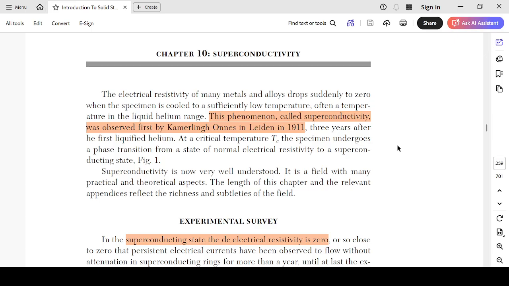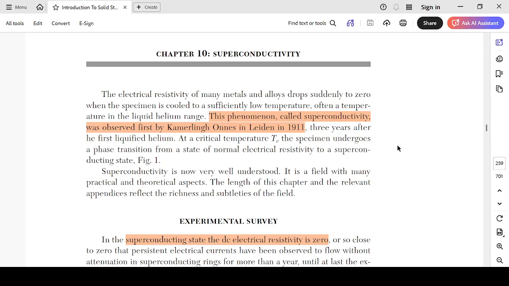Our examination will be according to the new examination scheme developed by IUB, and that is MCQ-based. There would be 60 MCQs concerning each subject, and students have to attempt those 60 MCQs according to the time given in the paper. So let's start to discuss superconductivity.